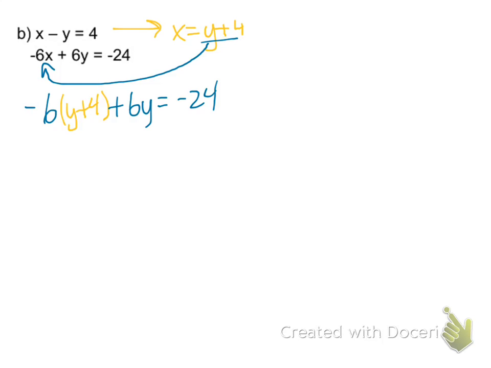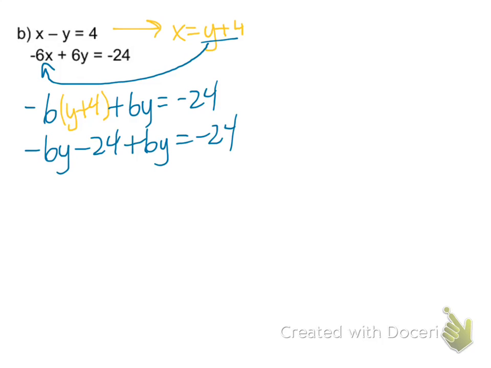In this next example, since my x has a coefficient of 1, and my y has a coefficient of negative 1, that would be fairly simple also. But let's go ahead and try to solve this one by substitution. So let's solve the first equation for x, adding y to both sides. I get x equals y plus 4. And now we're going to substitute y plus 4 in for x in the other equation. So negative 6 in place of x, we're going to put y plus 4, plus 6y equals negative 24. And now we have an equation with just y, so go ahead and distribute and solve for y.